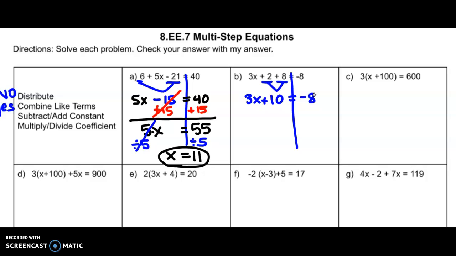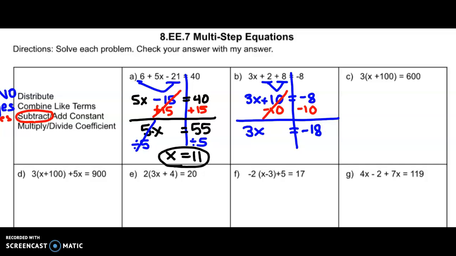Okay, my next step is to see if I need to add or subtract my constant. And it looks like I am going to subtract, so that way my 10 cancels out. So I'm going to subtract 10 on both sides. This is going to go to 0. Now I have 3x left over. And on the right-hand side, I have -8 minus 10. So go ahead and either do that in your head or type it in the calculator. And you should get -18.